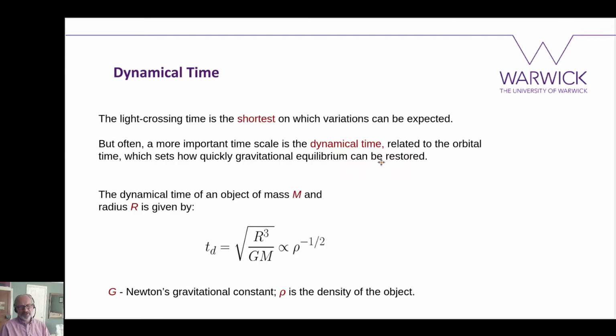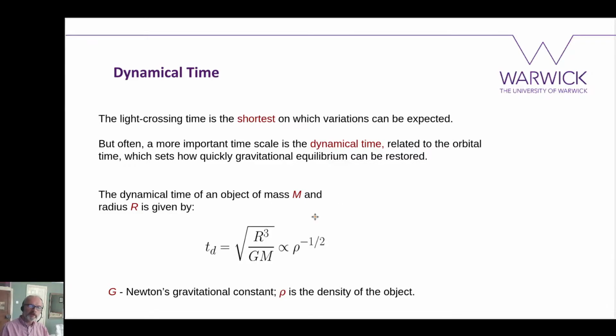Now the light crossing time is the absolutely shortest possible time in which variations can be expected, but very often a more important time scale is what we call the dynamical time scale, and that's related to the orbital time for an object, which is essentially how quickly gravitational equilibrium can be restored. If you could perturb the Sun, this is the sort of time scale on which it could re-establish equilibrium. The dynamical time scale of an object of mass m and radius r is given by the formula here. Square root of r cubed divided by GM, where G is Newton's gravitational constant, and rho here is the density of the object, or more correctly the mean density of the object.